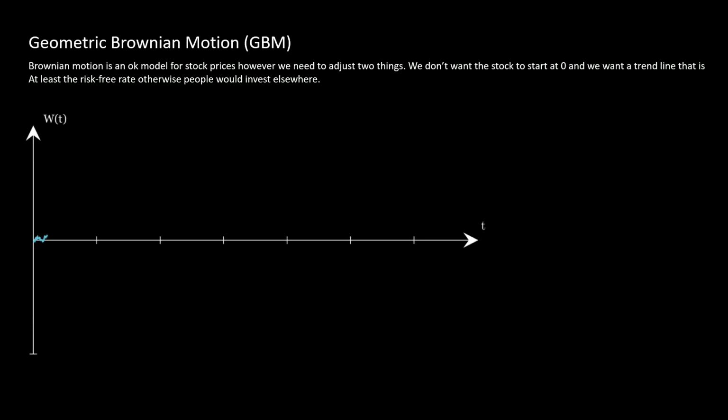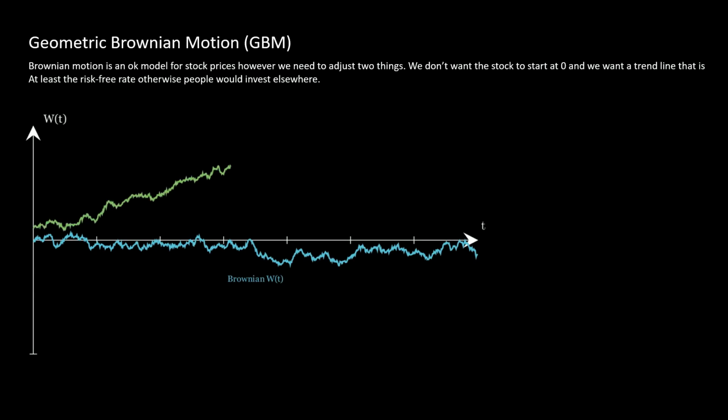Brownian motion is an okay model for stock prices. However, we need to adjust for two things. Firstly, we don't really want the stock to start at price 0, as in reality, that's not the case. And secondly, we want a trend line that is at least the risk-free rate. Otherwise, there would be no point in investing in stocks. We now consider a geometric Brownian motion. So firstly, a Brownian motion is shown, and then a geometric Brownian motion, which is shifted up and has a nice trend line, which is much more like the actual path of the stock price.